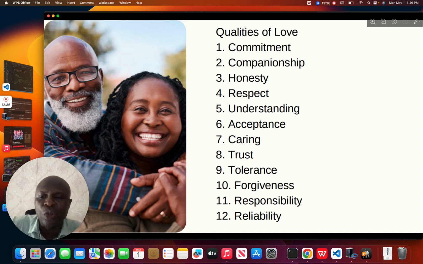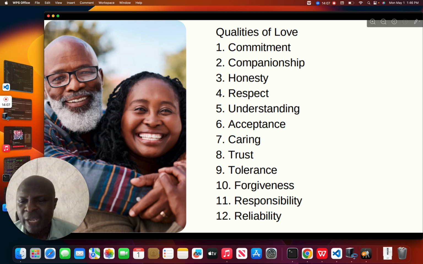Then if you say you love, you must be responsible. It needs responsibility. That's another quality of love. There must be a level of responsiveness. You must be ready to be responsible to your friend. Your friend must be ready to be responsible to you. And at the same time, there must be reliability. That is, are you somebody that somebody can rely on? I hope when secrets are being mentioned to you, those secrets are safe. So there must be reliability. You must be ready to rely.